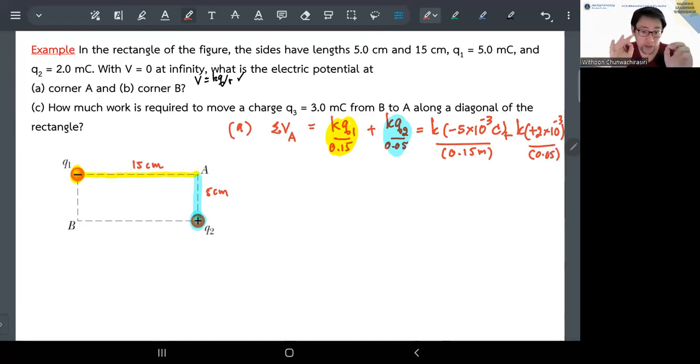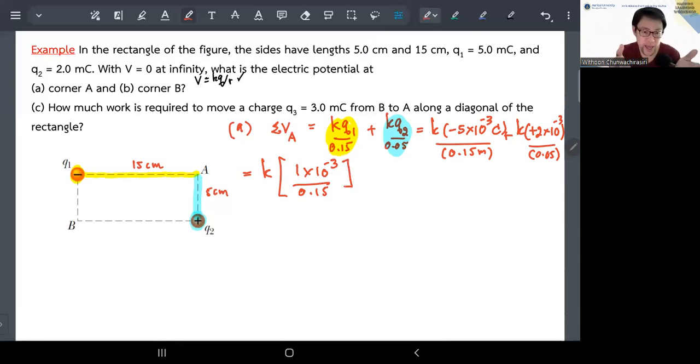Now, for this particular problem, I really want to do the numerical calculation for you guys. So let me substitute everything in there. There's a common factor K that I can pull out. And I can work out these numbers here. It's 6 minus 5, so it's 1. So it's going to be 1 times 10 to the negative 3 divided by 0.15. Just leave it there. It's positive at the end.